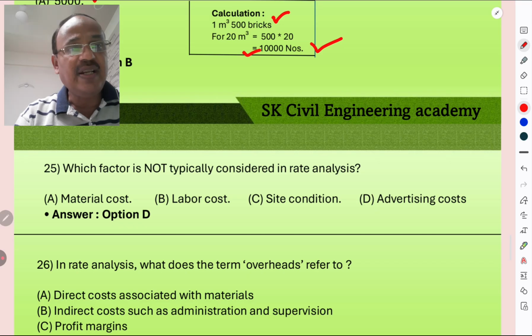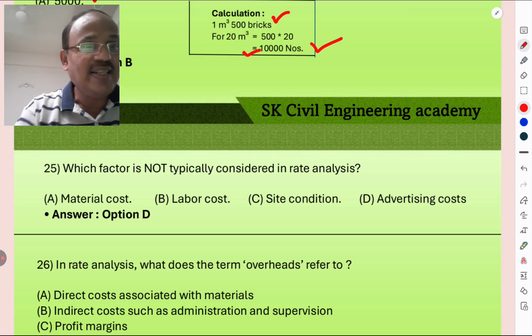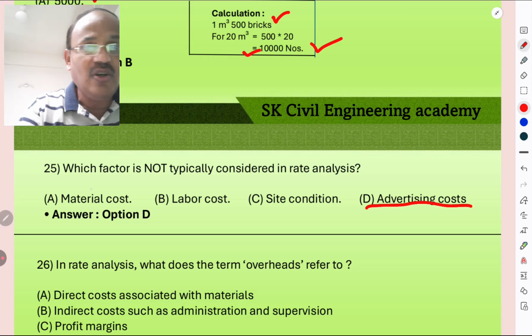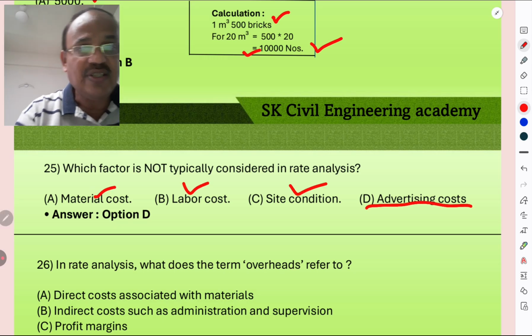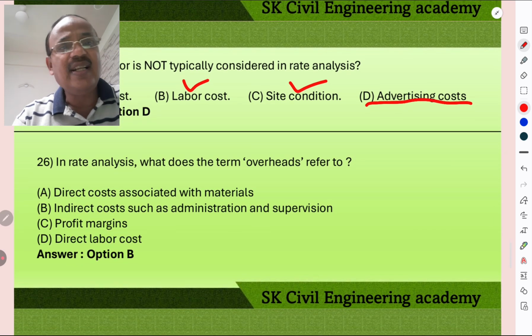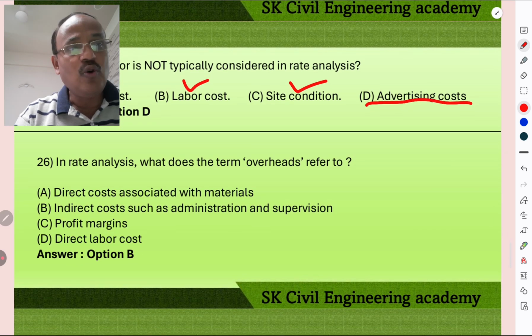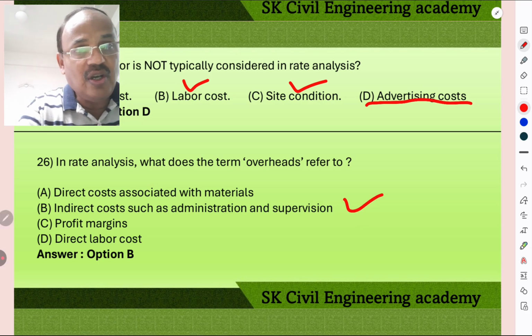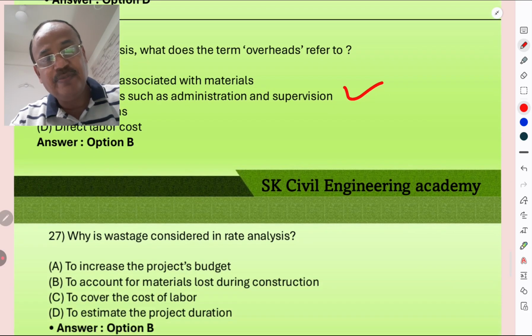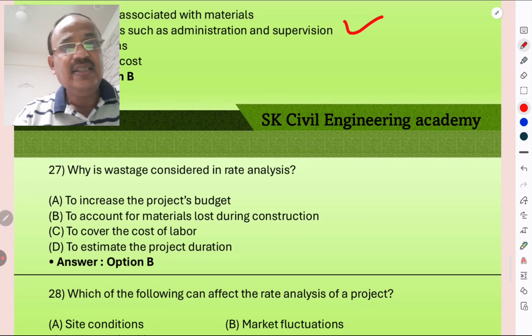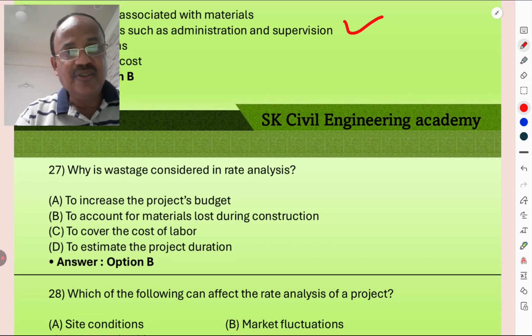Which factor is not typically considered in the rate analysis? Advertising cost is not considered. All material cost, labor cost, site conditions are considered. In rate analysis, what does the term overhead refer to? Overhead refers to indirect cost of administration and supervision. Why is wastage considered in the rate analysis? To account for the material loss during the construction. It is necessary.